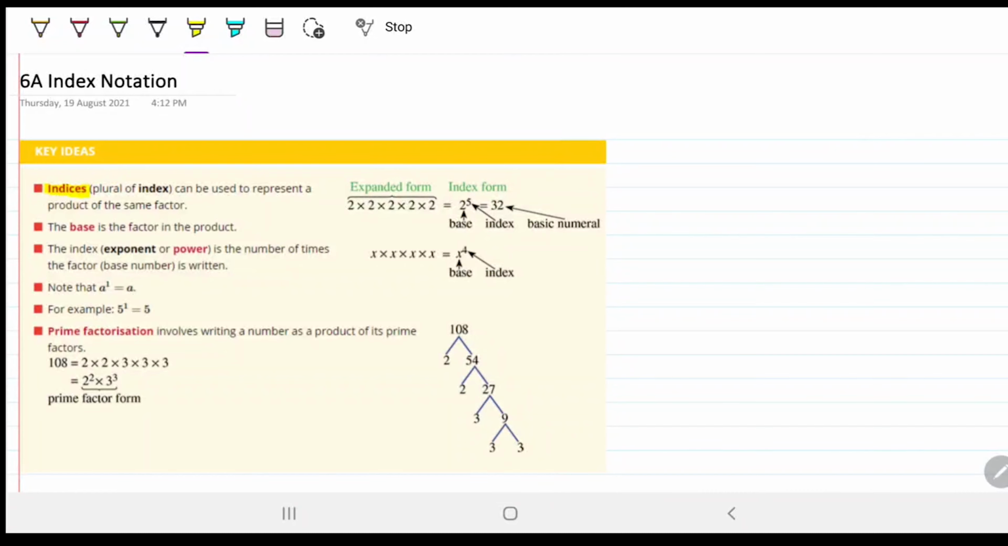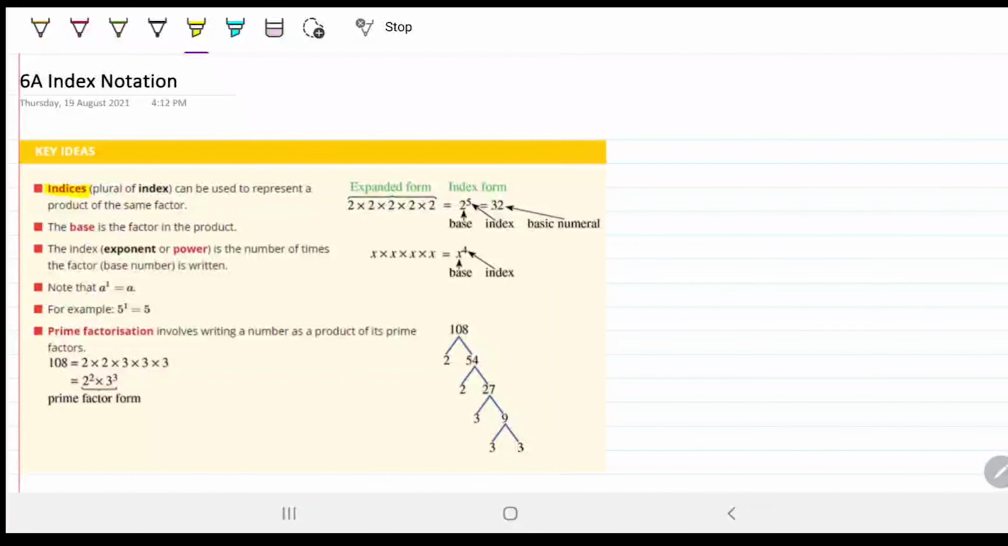So in this first video I want to cover 6a with index notation. On the screen here I have a few key ideas which I want you guys to take away from this video. The first one is what an indice actually is. So indices, which is also the plural of index, can be used to represent a product of the same factor.